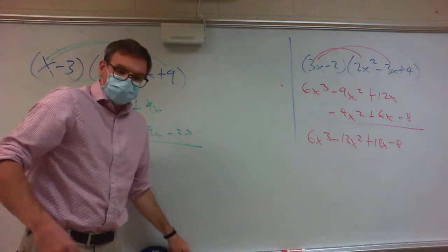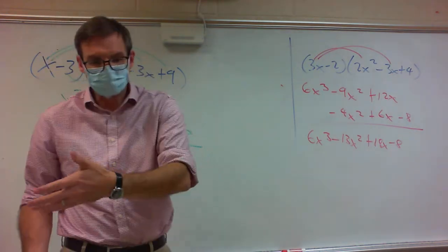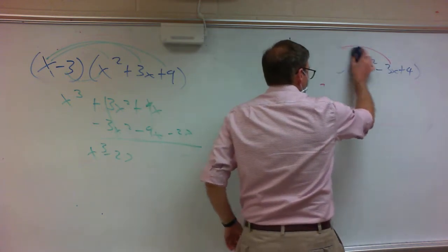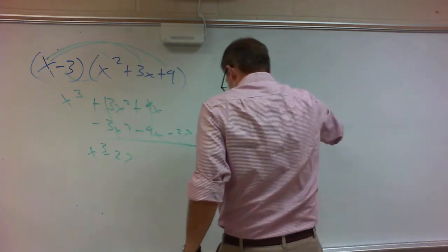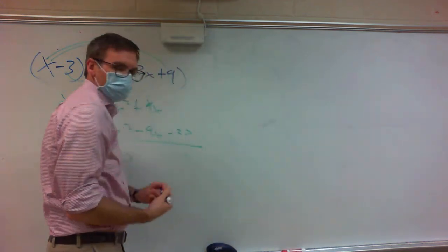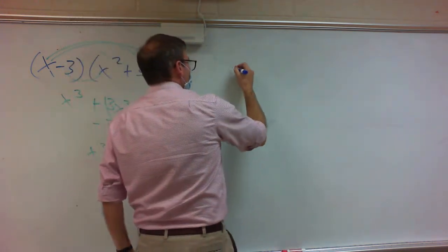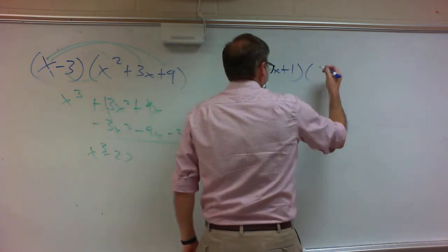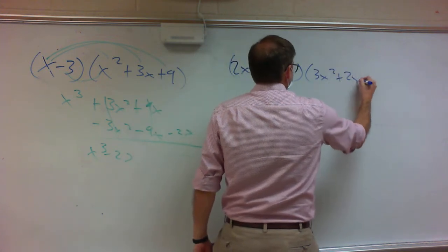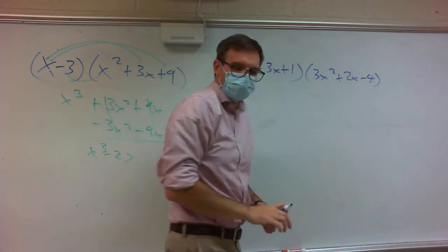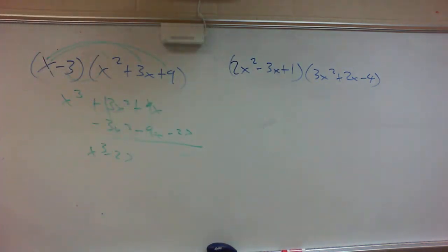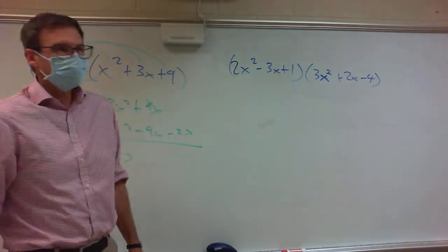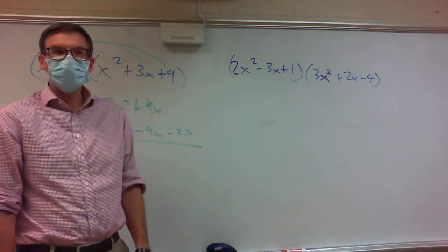Now, the final, well, not the final example today, but sort of the last of the ugly stuff. I just want to see how you handle it. What if I gave you 2x squared minus 3x plus 1 times 3x squared plus 2x minus 4? Okay, multiply that out. So how do you handle this? Same way you handled the other ones.